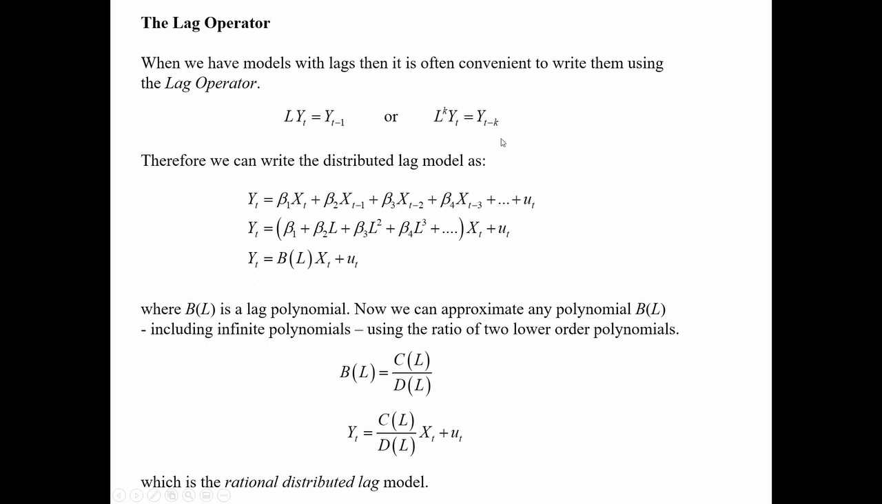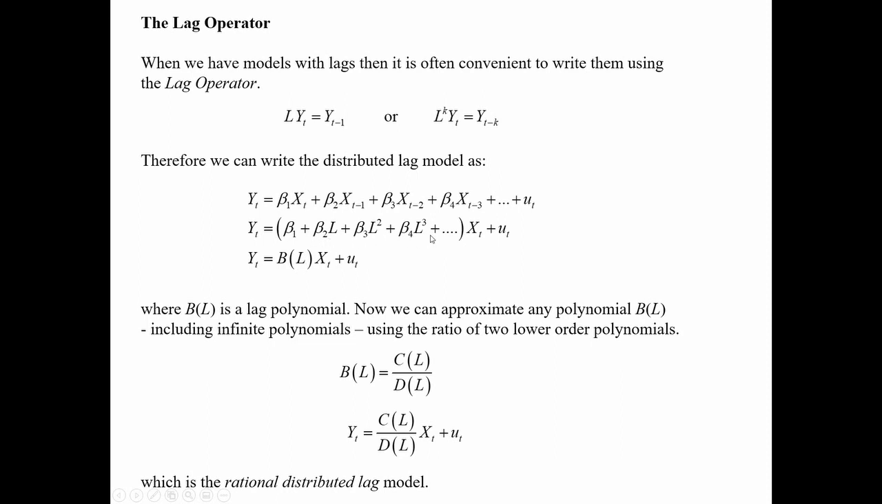Using this notation, we can write our distributed lag model in a very convenient way. Suppose we have this expression here, yt equals beta 1 xt plus beta 2 xt minus 1, etc., plus a random error term ut. By using the lag operator, we can group together all the xt terms. We can write xt minus 1 as L xt, and xt minus 2 as L squared xt, and so on. So we get an expression of the form yt equals beta 1 plus beta 2 L plus beta 3 L squared plus beta 4 L cubed, etc., all multiplied by xt, plus ut.